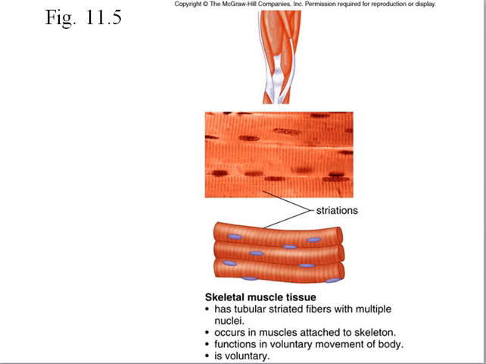Skeletal muscle is sometimes called voluntary muscle because you have a lot of conscious control over the movement of these. The cells in skeletal muscle are rod-shaped and have obvious dark and light bands called striations. The name skeletal muscle refers to the fact that most of these muscles are attached to the skeleton. Their contraction moves parts of the skeleton.